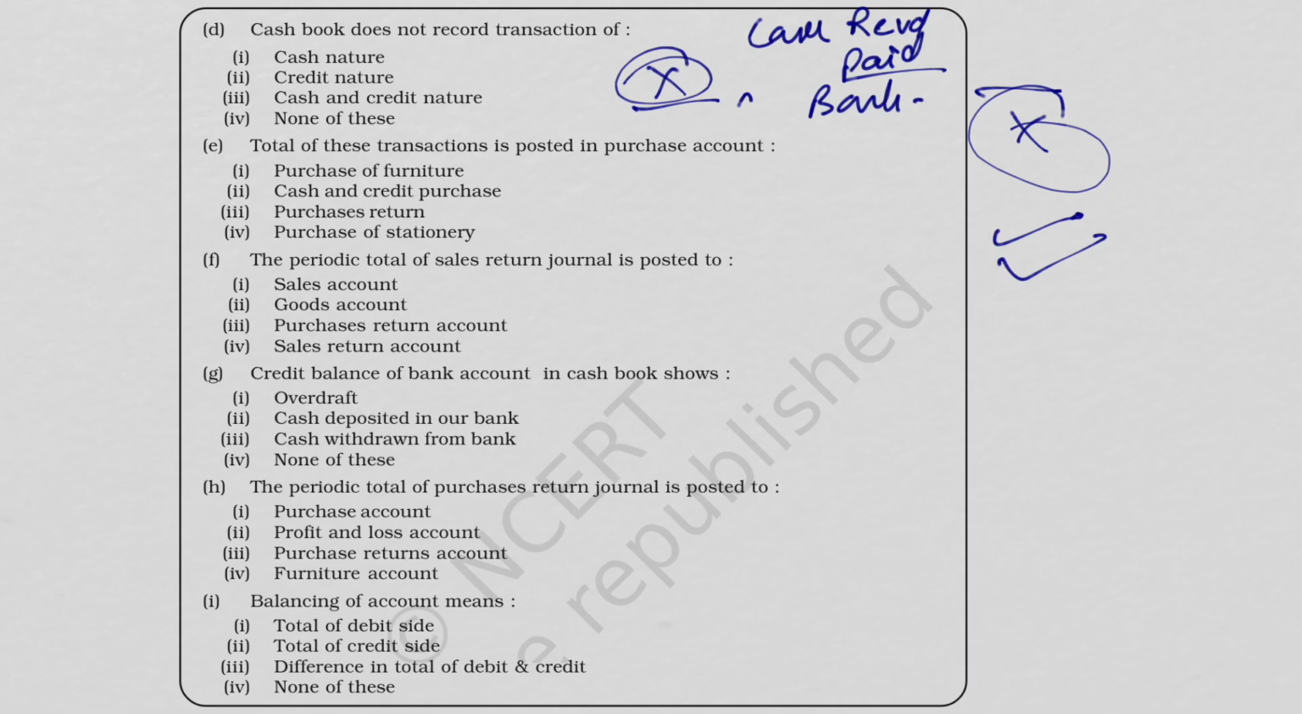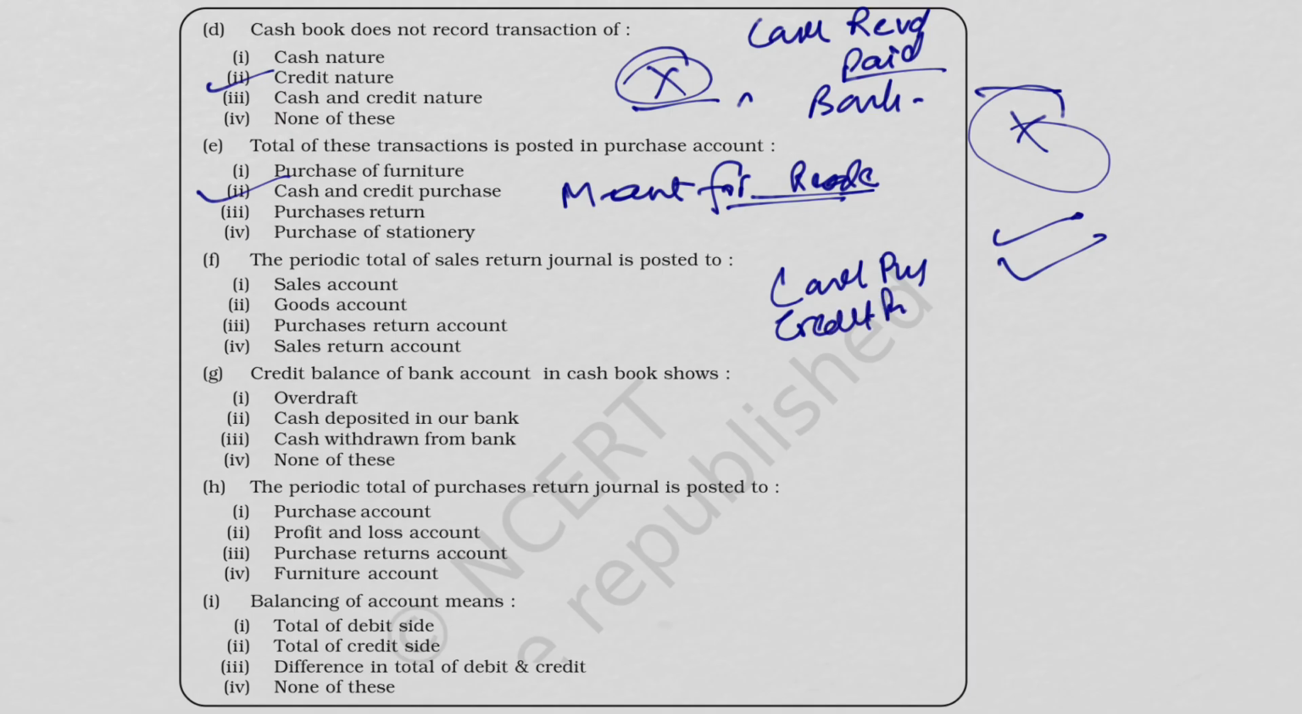Next question we have, total of these transactions is posted in purchase account. The answer would be cash and credit purchases. Why? Because purchase account records all purchases of the goods which is meant for resale. So it includes cash purchase as well as credit purchase. Cash purchase is posted from cash book, and credit purchase is posted from purchase book.